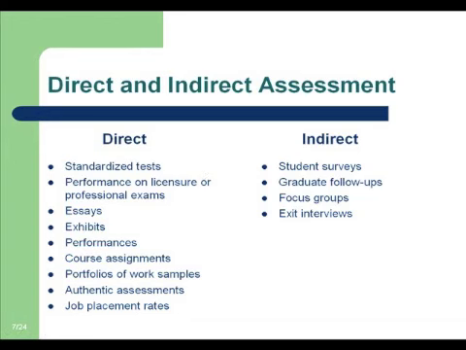particularly when combined with measures of direct assessment, which could include standardized tests, performance on licensure or professional exams depending on your discipline, and student work such as essays, exhibits, performances, and other course assignments. It could include compilations of work samples involving portfolios. Authentic assessments may be appropriate. For example, I know in some departments or disciplines such as nursing, the students actually have to be able to demonstrate they can perform certain procedures. Or you could look at job placement rates as a measurement of assessment of student achievement.